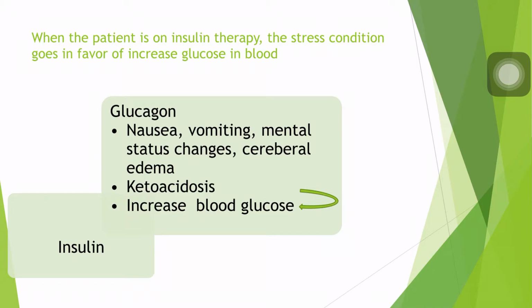That stress condition goes in favor of increased glucose in the blood, and that is due to the increase of the glucagon level in the blood, which leads to an increase in blood glucose. It performs the same actions, like it causes ketoacidosis that leads to nausea, vomiting, mental status changes, and cerebral edema.